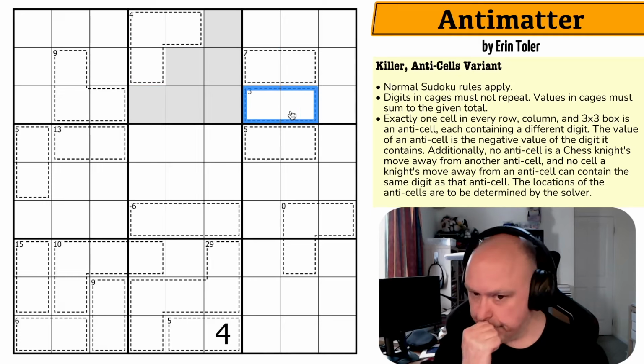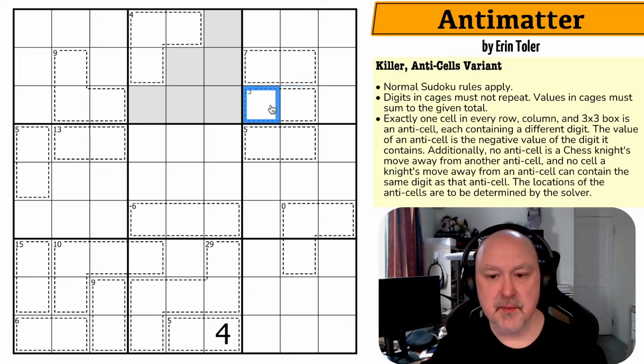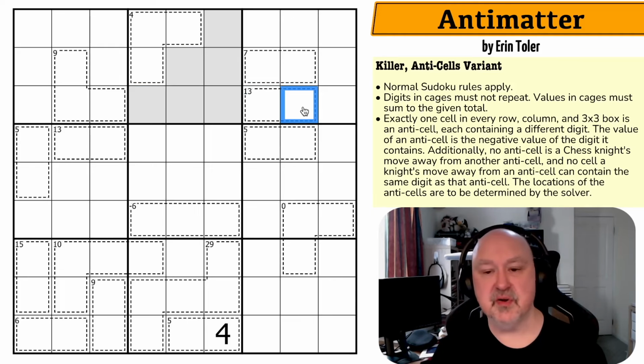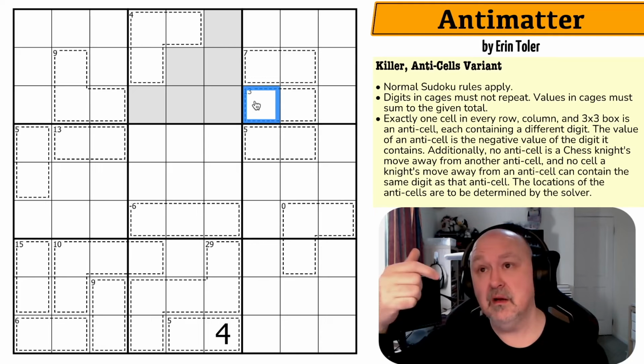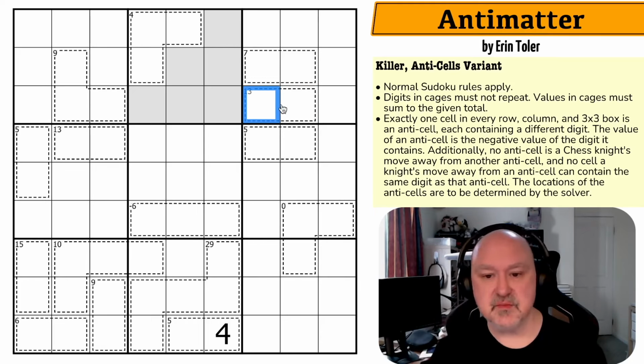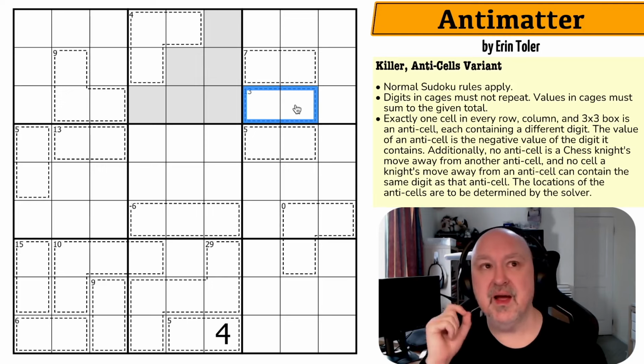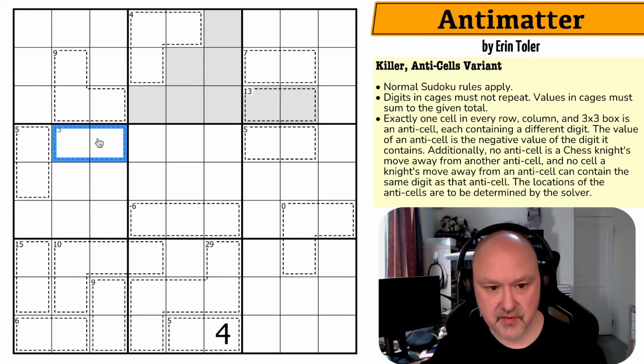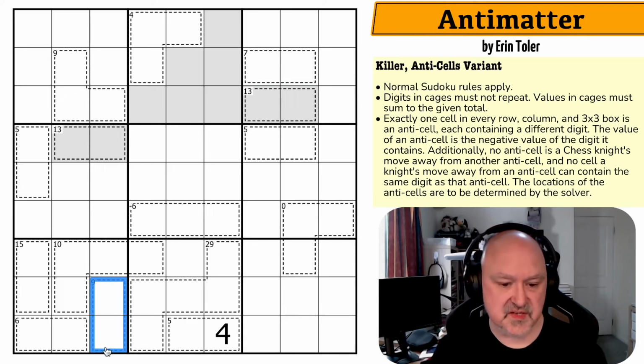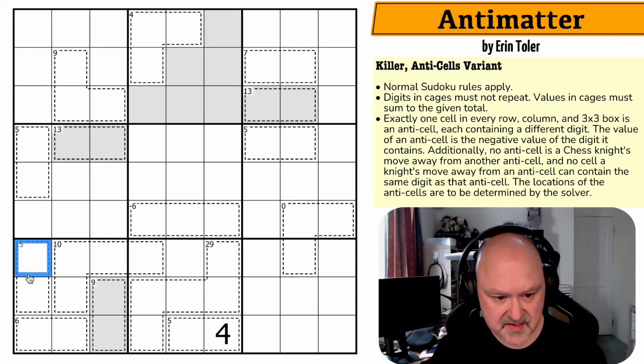A 13 cage. A 13 cage can't have an anti-cell in it, because if it did, there'd be a positive value and a negative value, and the maximum that could sum to would be, if it was a 9 and then a -1, 9 minus 1. Well, hang on, no, that'd be 8. The maximum this could be is 8. So the maximum a cage could sum to without being natural is 8. So this is completely natural, because if this wasn't completely natural, 9 minus 1 is 8, and there's no digit I could put in. This is completely natural. This is completely natural.